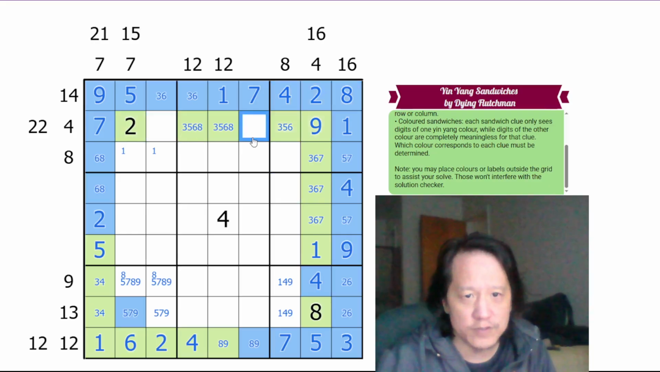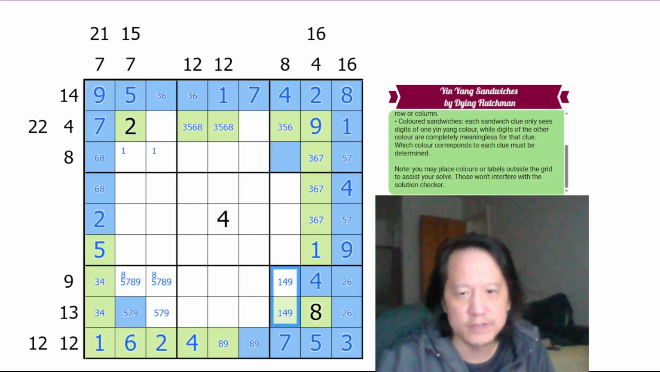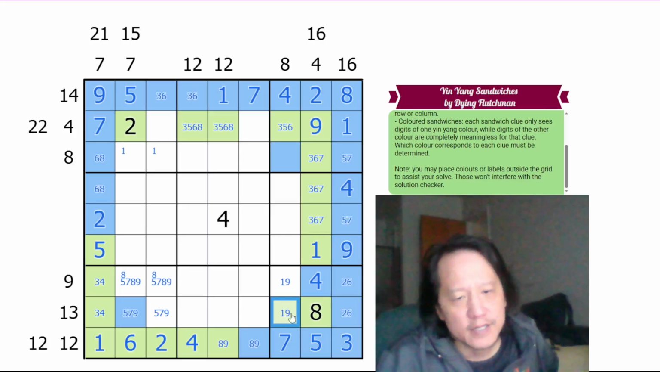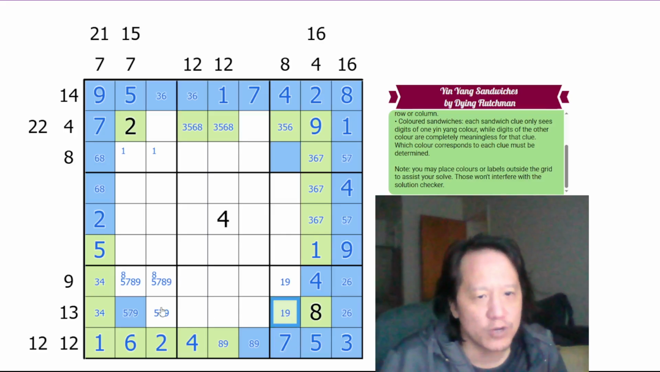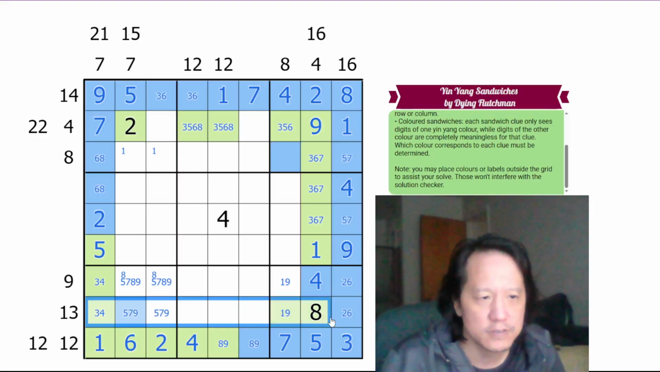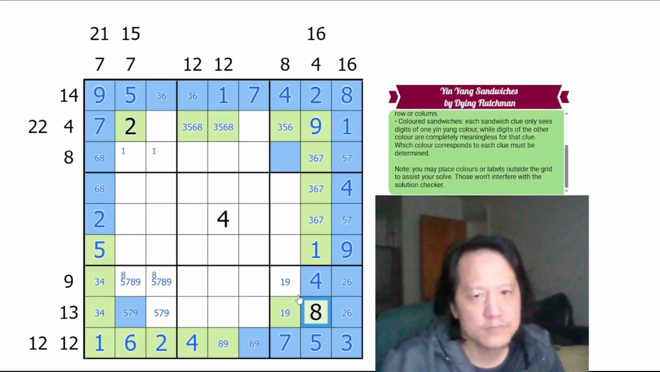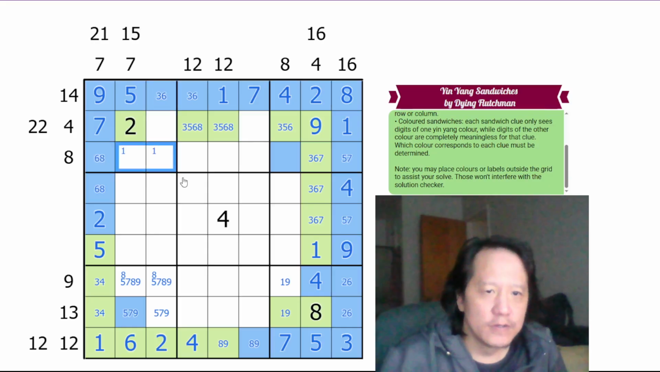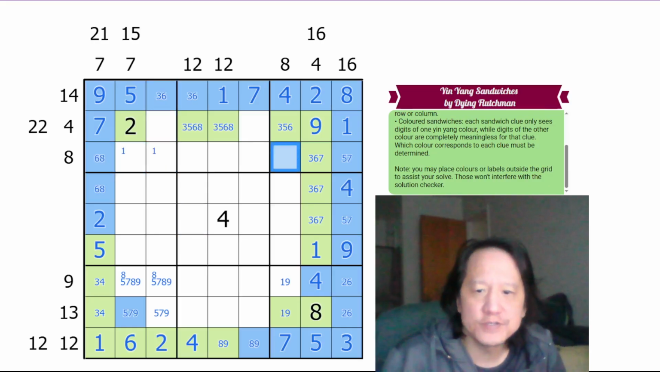So 4 is one of these two. We're not sure which. These are all green, so this must be blue in this 2x2 area. This green has to go out, so this is green. This cannot be green here. It's 1 or 9. This is guaranteed to be a crust if we're counting the greens. Interesting. 4 is one of these two. Okay. This is 3, 5, 6, or 7 for the remaining digits in box 3.